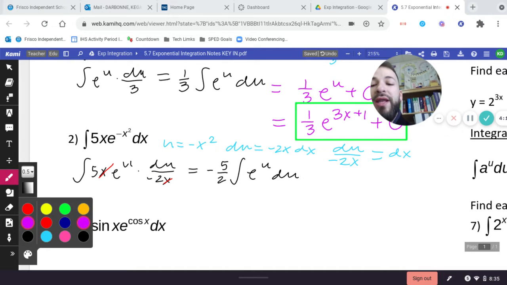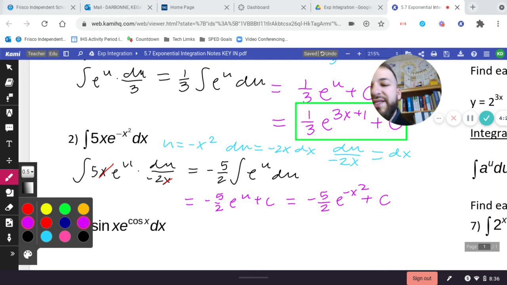And then from there, I can go ahead and integrate. So the integral of e to the u is just e to the u. So negative 5/2 e to the u plus c. Plug back in for u, so negative 5/2 e to the negative x squared plus c.